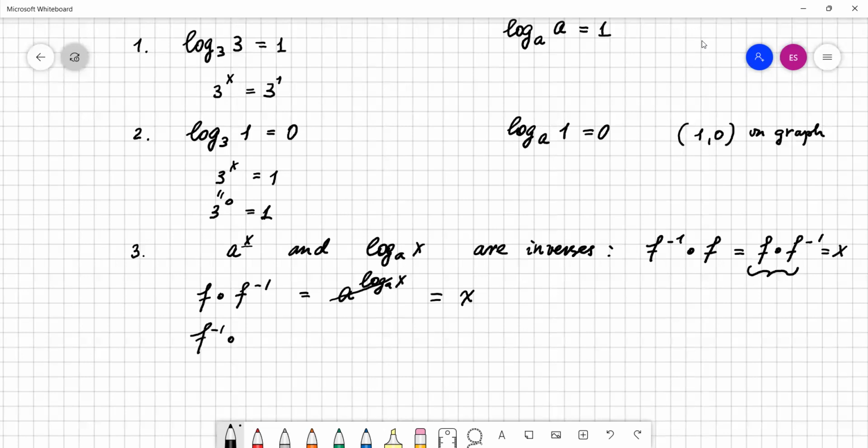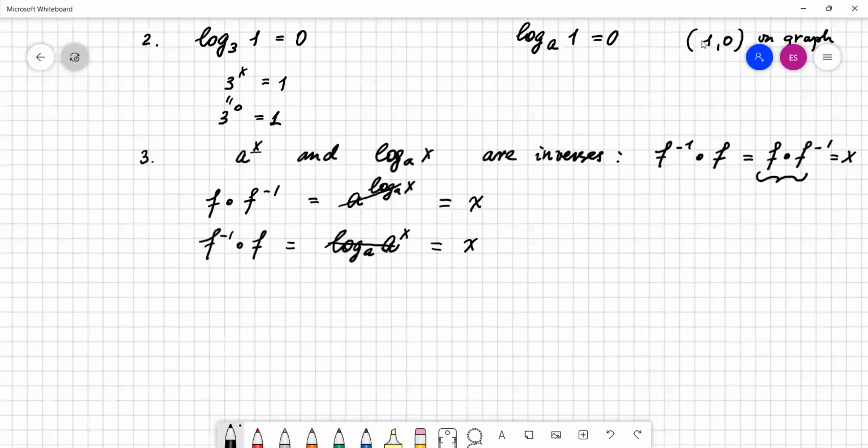F inverse composed with f is going to be log with base a, and instead of x we put a to the power of x. That is supposed to be equal to x according to the cancellation equation, meaning that the log cancels with the power too. These are called cancellation equations, and eventually we are going to use them solving problems. But for right now, you just remember them. Okay.